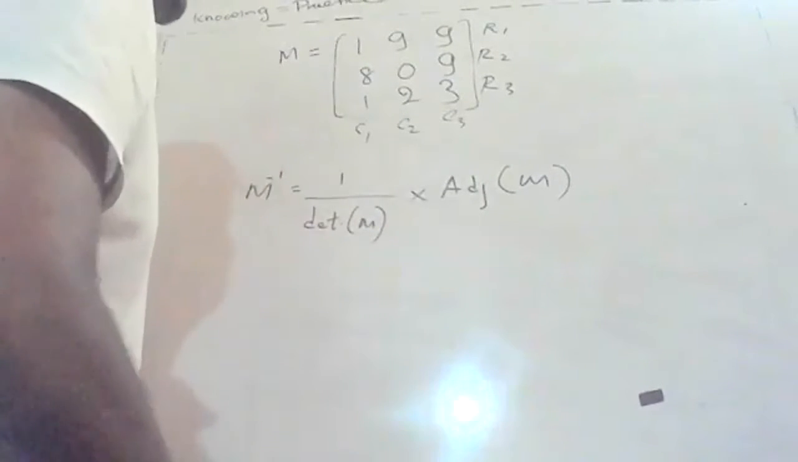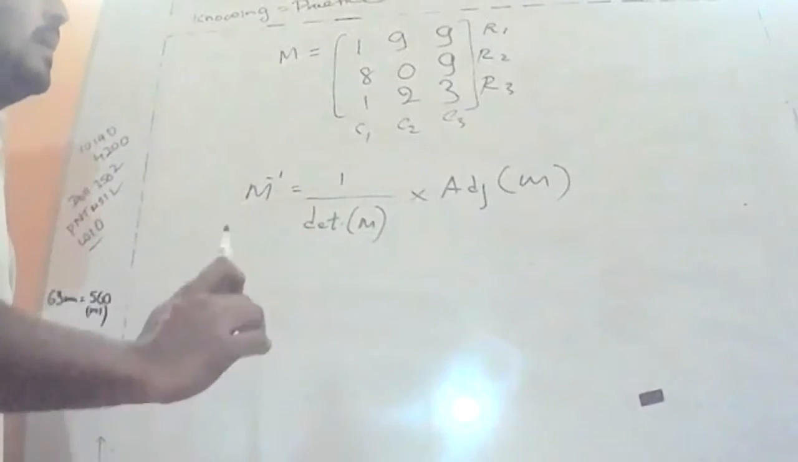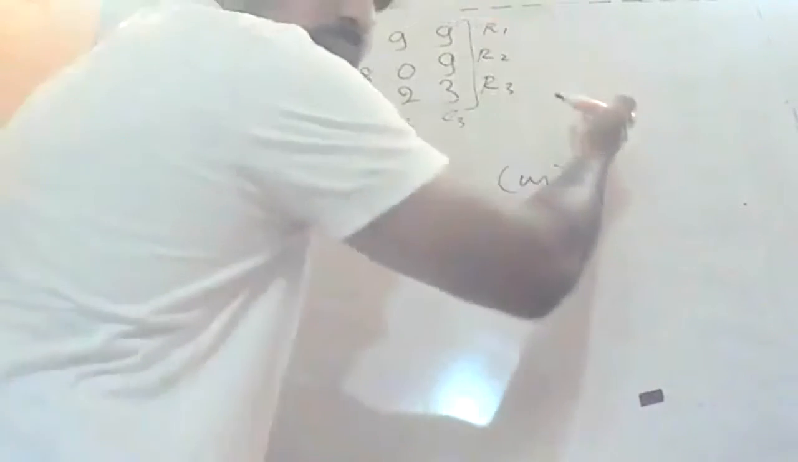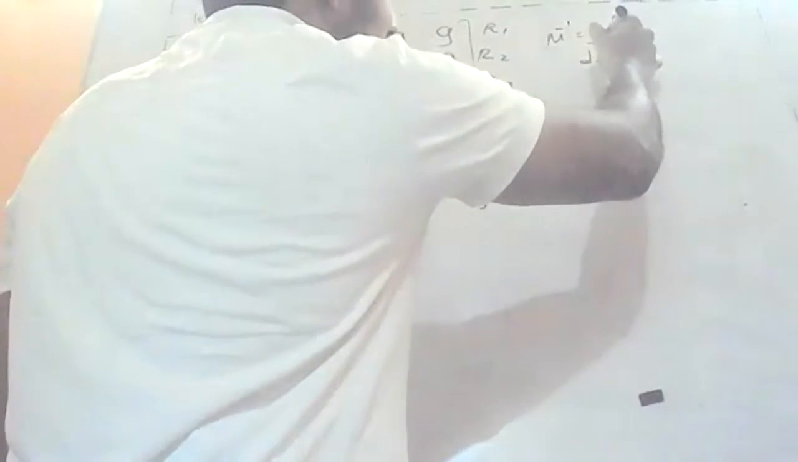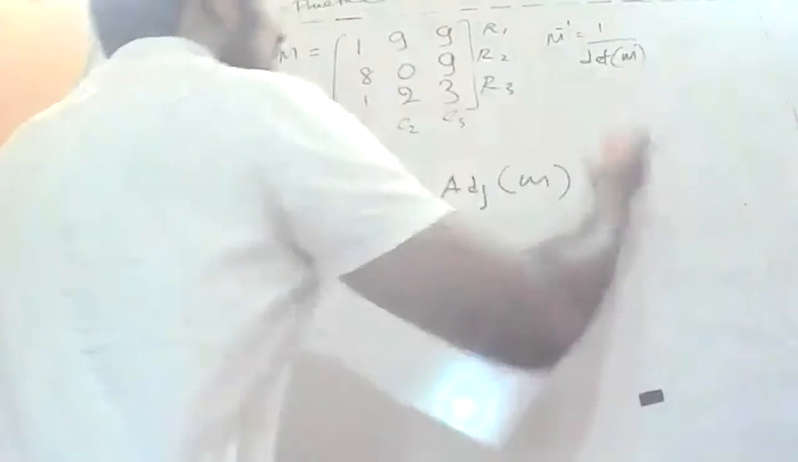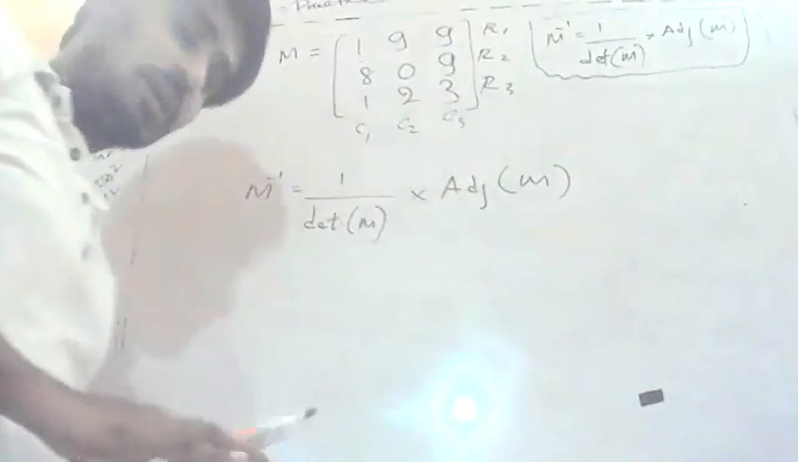Okay. Right. So what is the first thing? I think I will write the formula somewhere else. M inverse equals 1 divided by det M, the determinant, times adj M, the adjoint of the matrix M. So basically this is the formula we need. And now we'll focus on how to find the determinant.